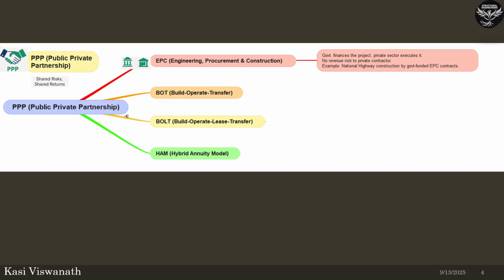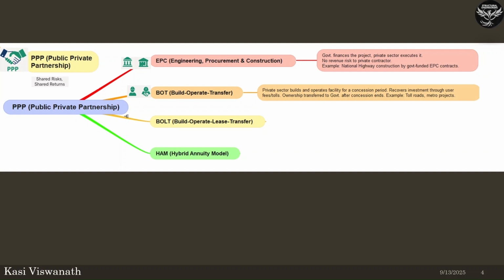BOT, or Build, Operate, Transfer, is where the private partner builds and operates the facility for a fixed concession period, recouping investment through user fees, for example, toll charges or service fees. After the concession ends, ownership shifts back to the government. BOLT, or Build, Operate, Lease, Transfer, is similar but with a leasing component. The private developer builds and operates the facility, then leases it to the government for fixed payments under a lease agreement. After the lease term, the asset is transferred to government ownership.